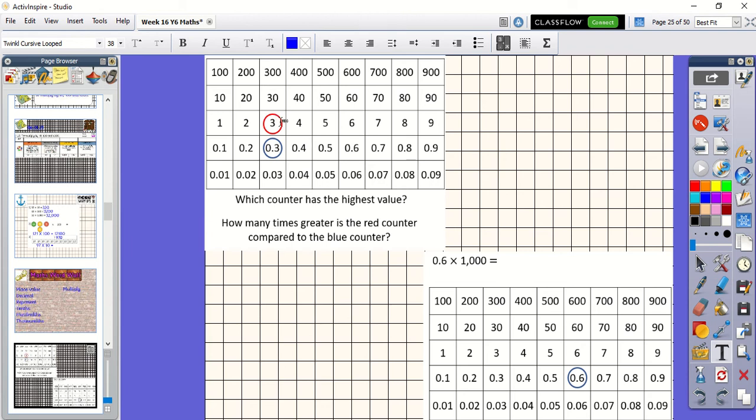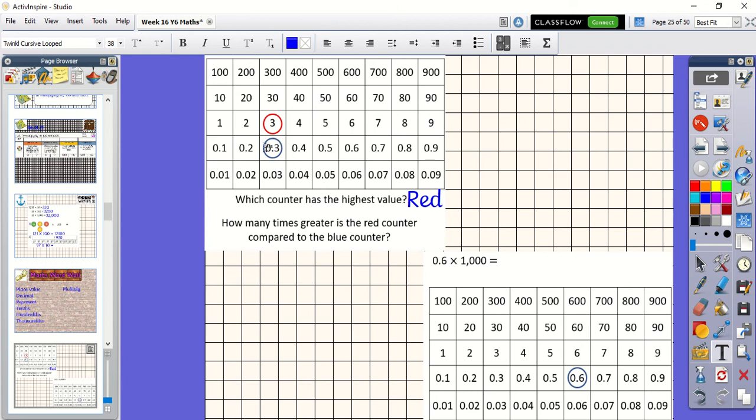So have a look at the red counter and the blue counter on this chart here. Which counter has the highest value? So look on the chart, what do you think it is? And then how many times greater is the red counter compared to the blue counter? So I can see that the red counter here is circling the 3, and then the blue counter is circling 0.3. So you should have said that the red counter has the highest value.